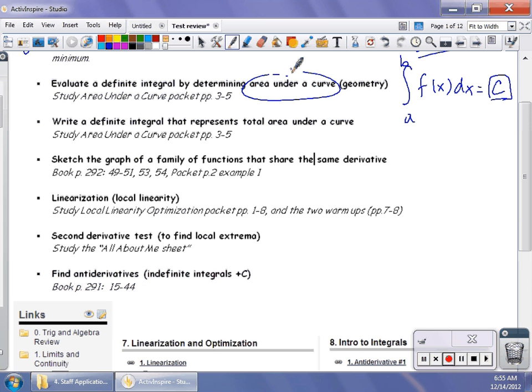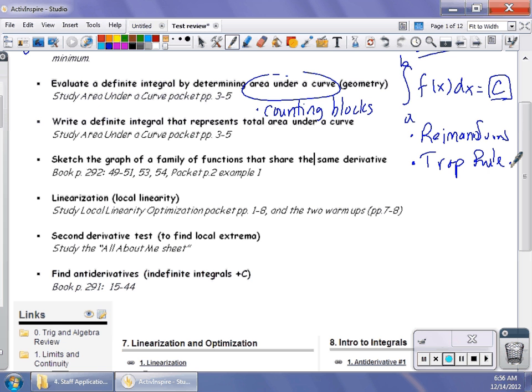Remember that the three strategies that we have used so far that you might need on your test are counting blocks. That would be one strategy. A second strategy would be Riemann sums. Make sure you're familiar with all of these. And the third strategy would be the trapezoidal rule. So make sure you're very detailed in your study. And again, some pages in the packet that you can use to study that.